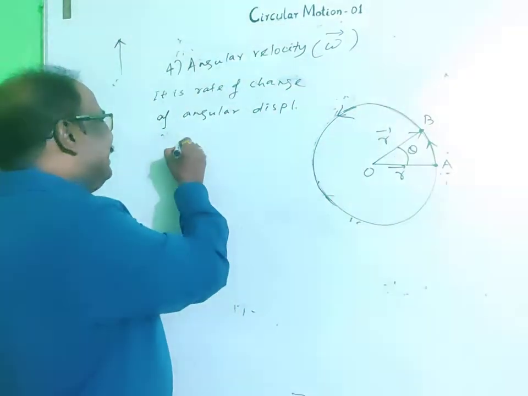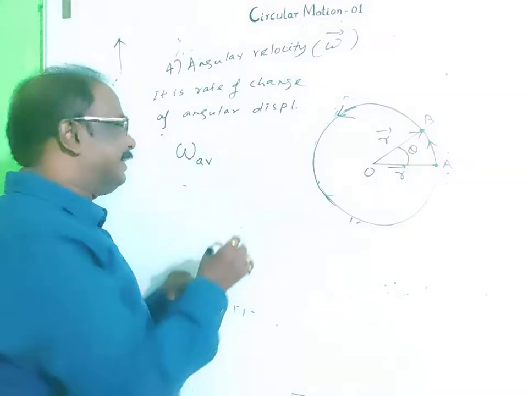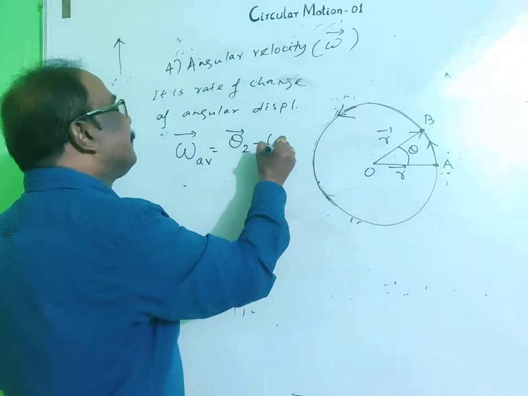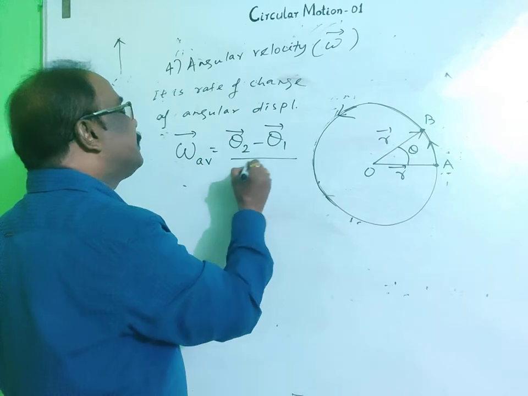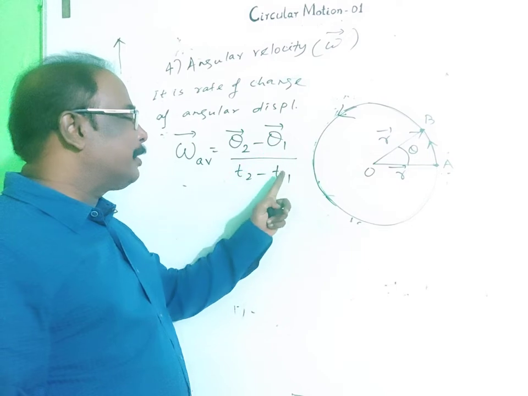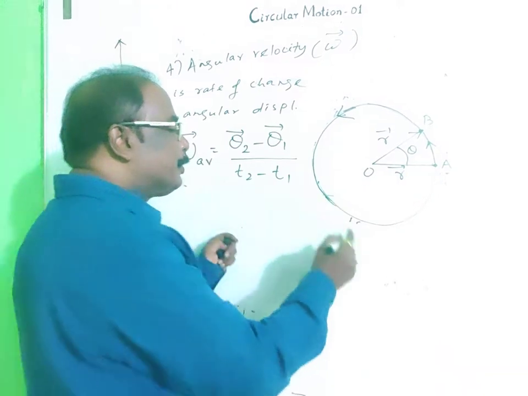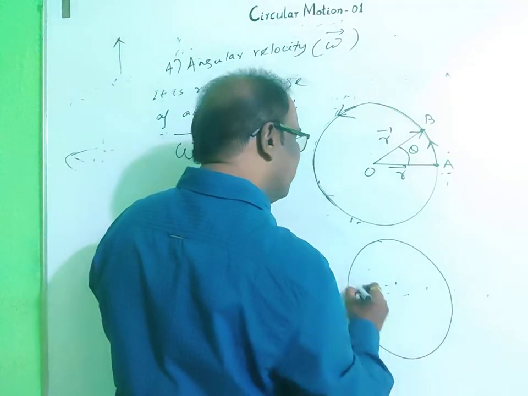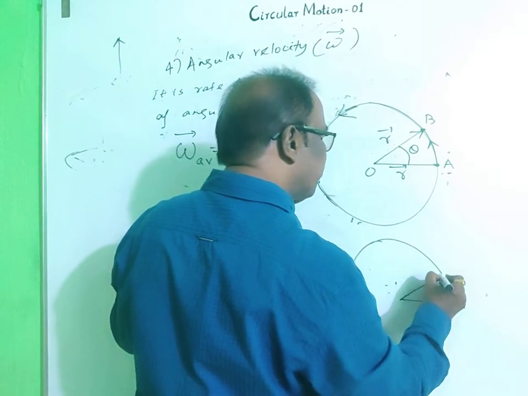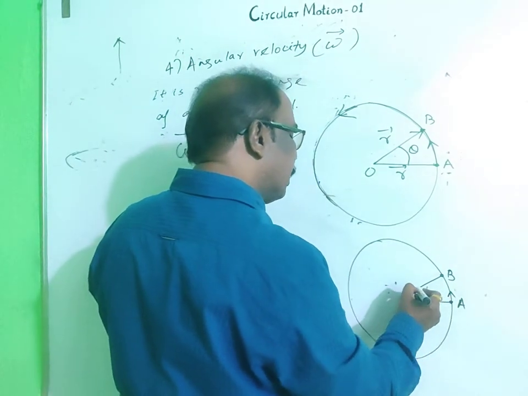You see, suppose you need average angular velocity. Average angular velocity is the ratio of total change in angular displacement to total change in time. So theta 1 is the angular displacement when time is t1. Theta 2 is the angular displacement when time is t2. Just take some examples of angular displacement. Let the particle start its motion from A and reach B.